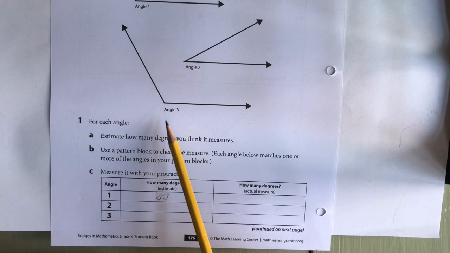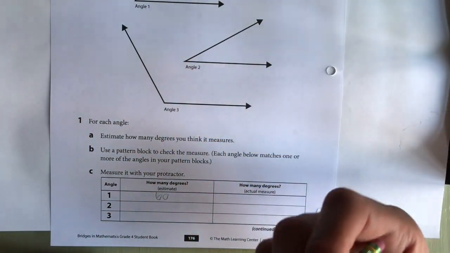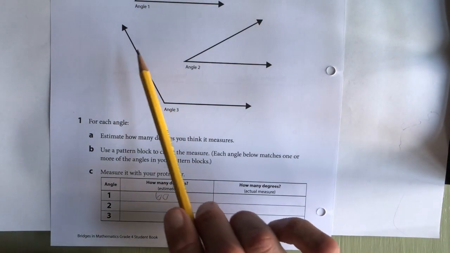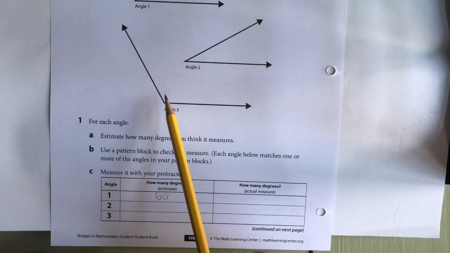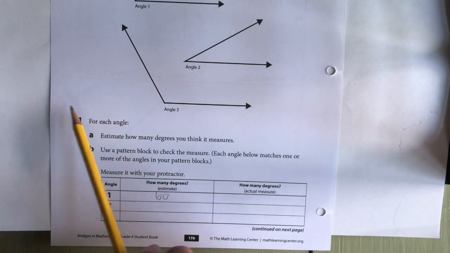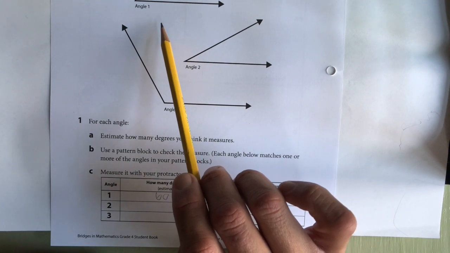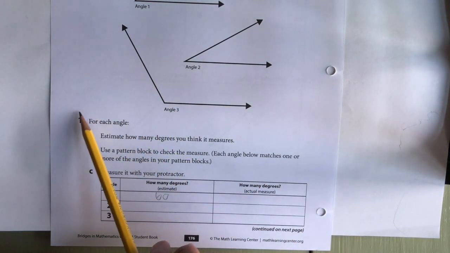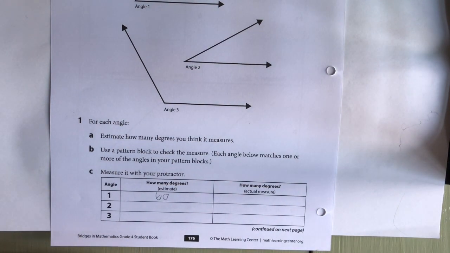Now, for angle number 3, again, it looks like it's greater. This time, using our knowledge of types of angles, we know that this is going to be greater than 90 degrees. It's larger than a right angle. We know that a straight line is 180. So we have to determine, is it closer to 90 or closer to 180? And what do we think that angle measurement is going to be? I want you to give it your best guess. Okay?